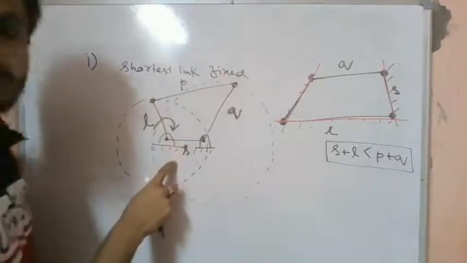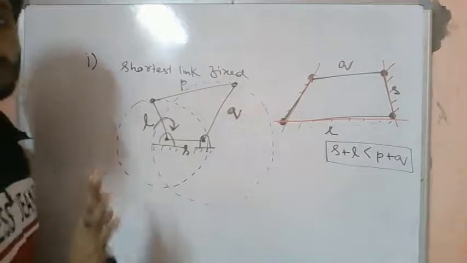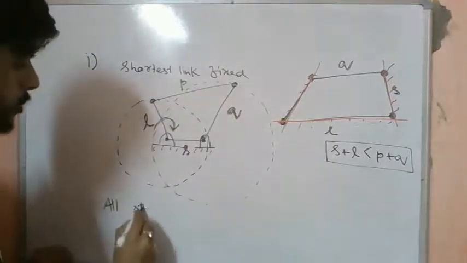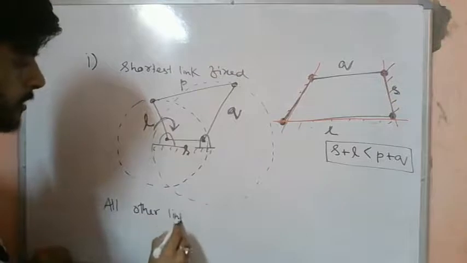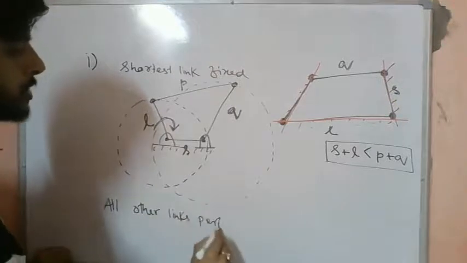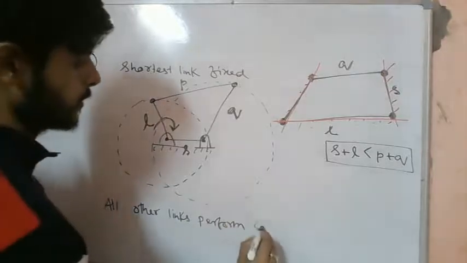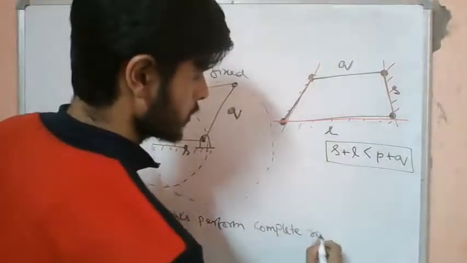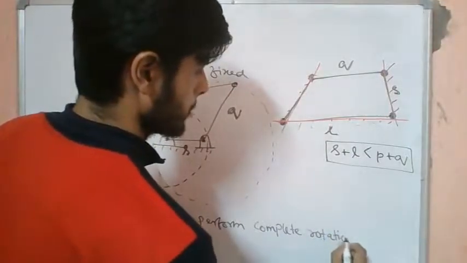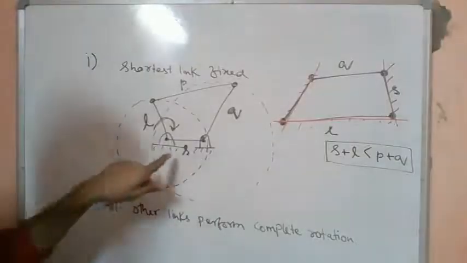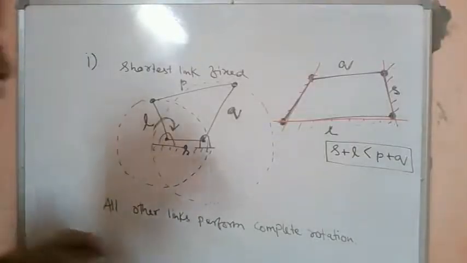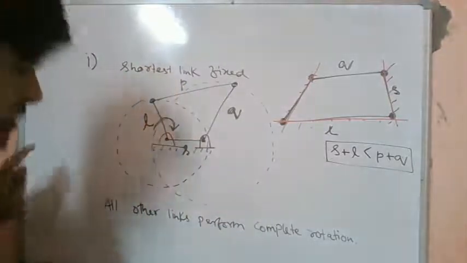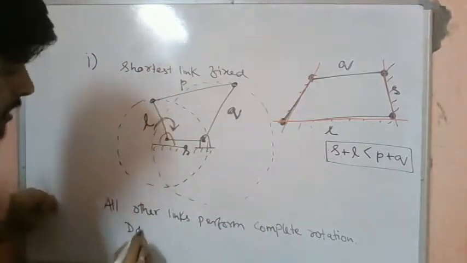So if the shortest link is fixed, then all the other 3 links will perform complete rotation. If the shortest link of a Grashof chain is fixed, then all the other links will perform complete rotation. In such a case, this mechanism is called a double crank mechanism.